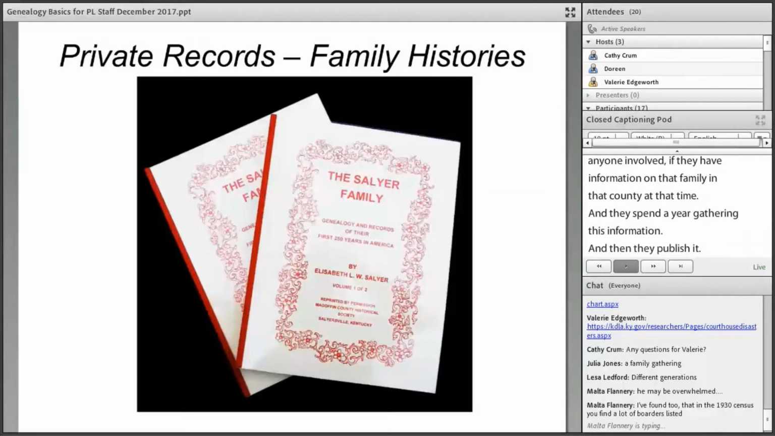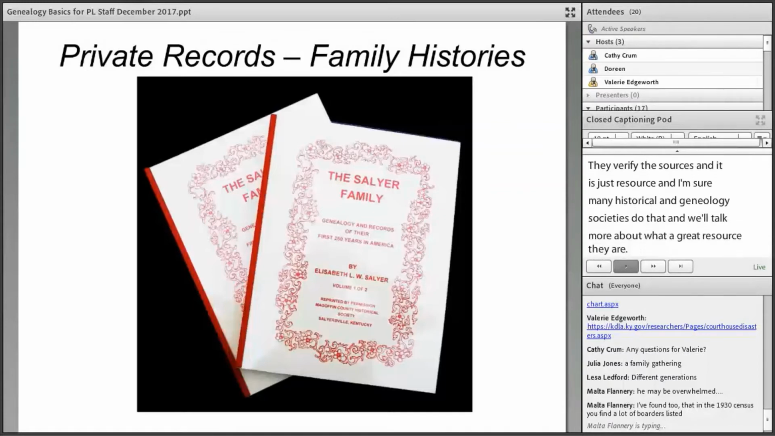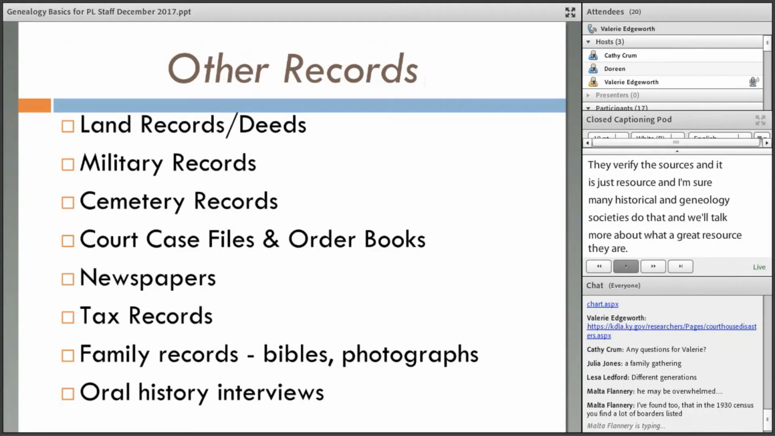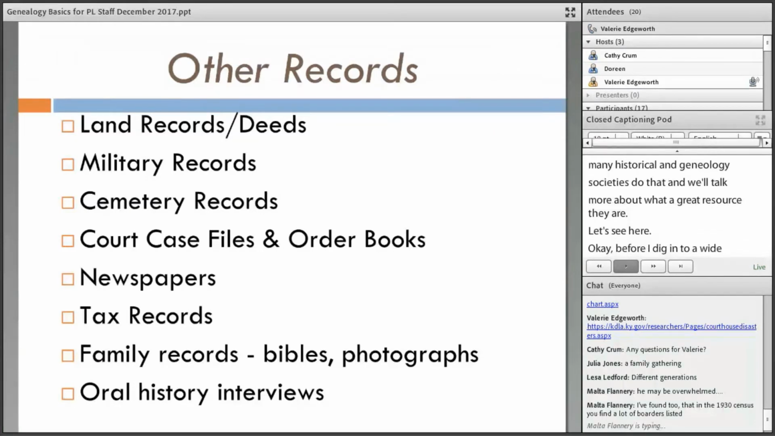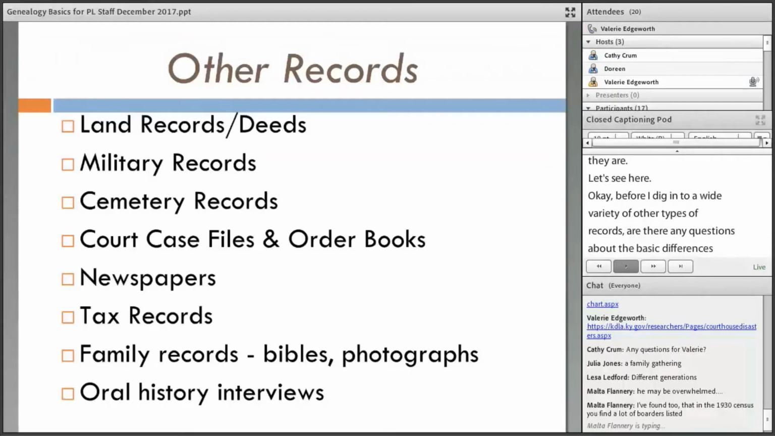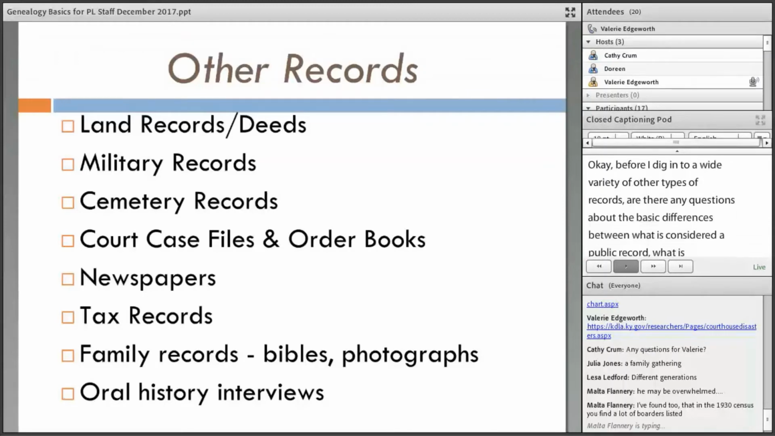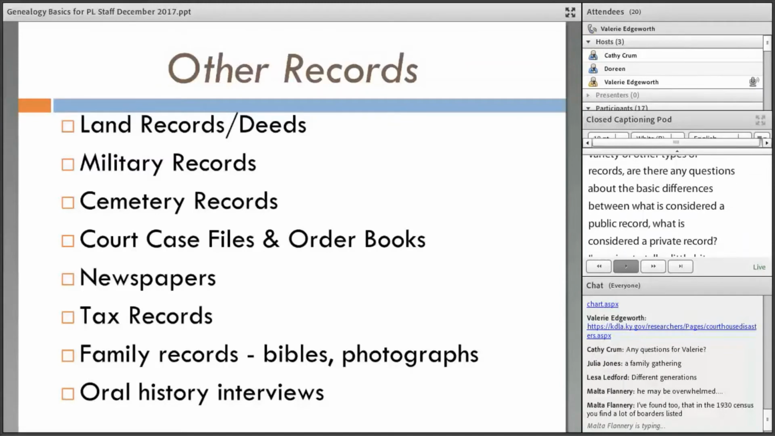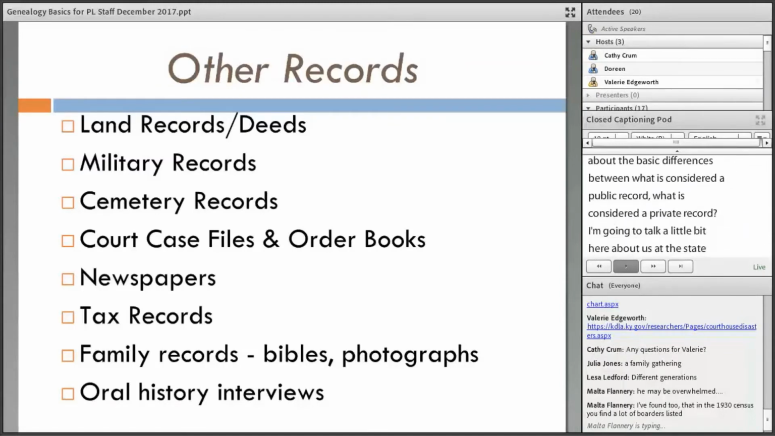And again, they verify the sources. It's just a wonderful resource. And I'm sure many of your local historical and genealogical societies do that as well. And we're going to talk a little bit more about what a great resource they are. Before I dig into a wide variety of other types of records, are there any questions about the basic differences between what's considered a public record, what's considered a private record? I'm going to talk a little bit here about us at the State Archives at KDLA versus the Historical Society in a bit, and that's where that comes in as well.